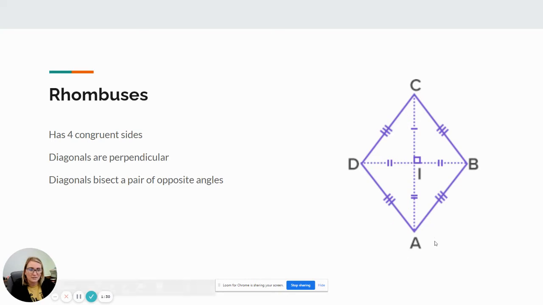So these are your opposite angles, angle A and C. That diagonal bisects them, which means it cuts them in half. Same with DB, it cuts those angles in half.